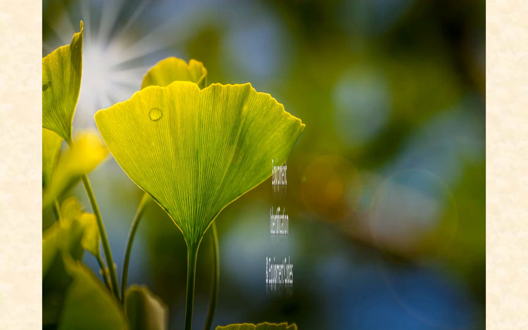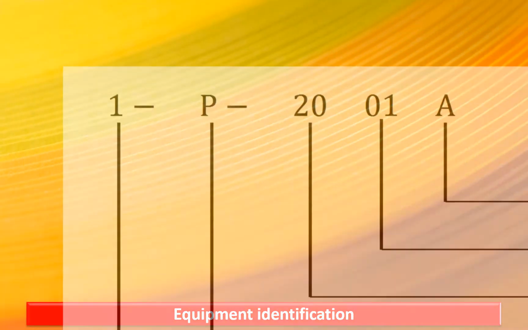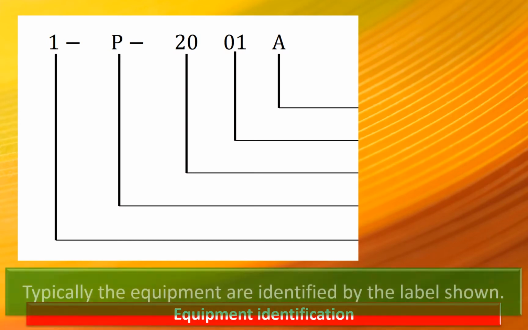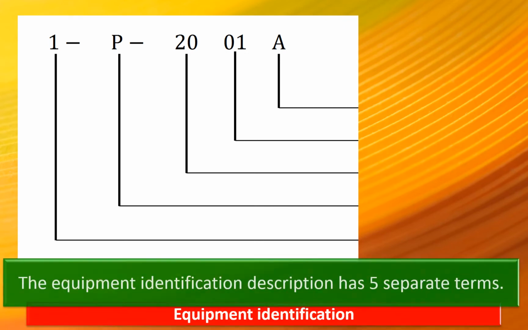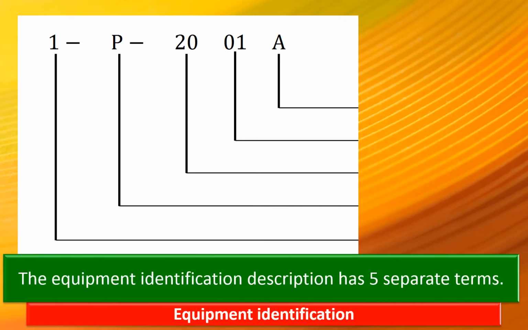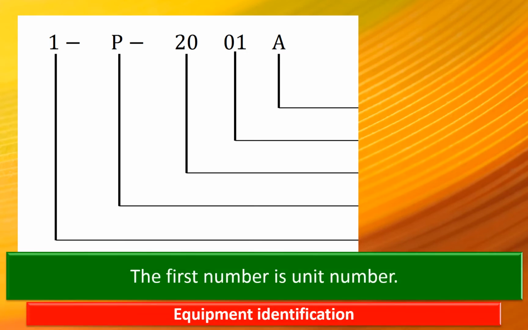Equipment identification and equipment codes. Typically, the equipments are identified by the label shown. The equipment identification description has 5 separate terms, each being a letter or a number or a combination of both, representing a specific meaning as illustrated in this sketch.